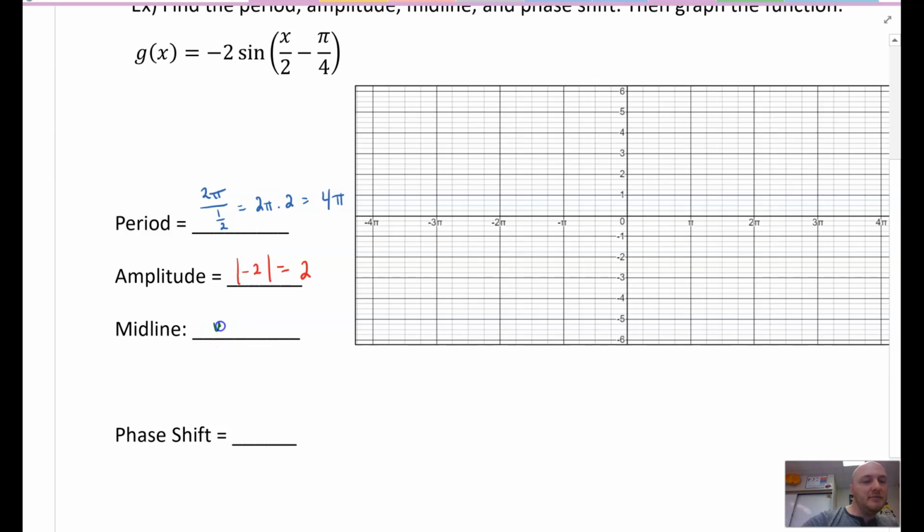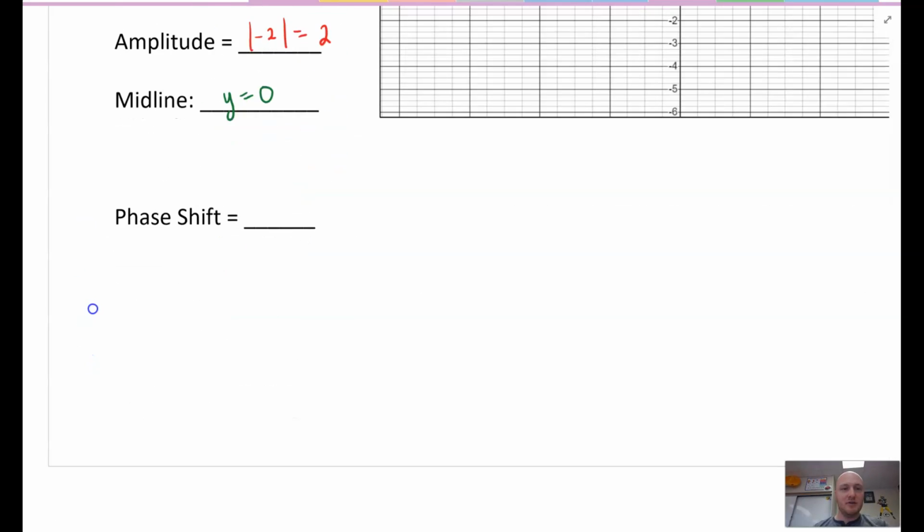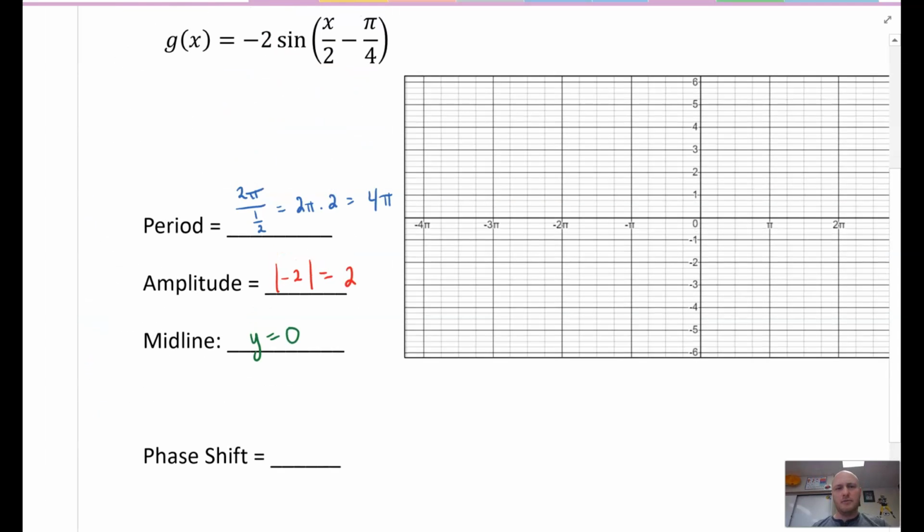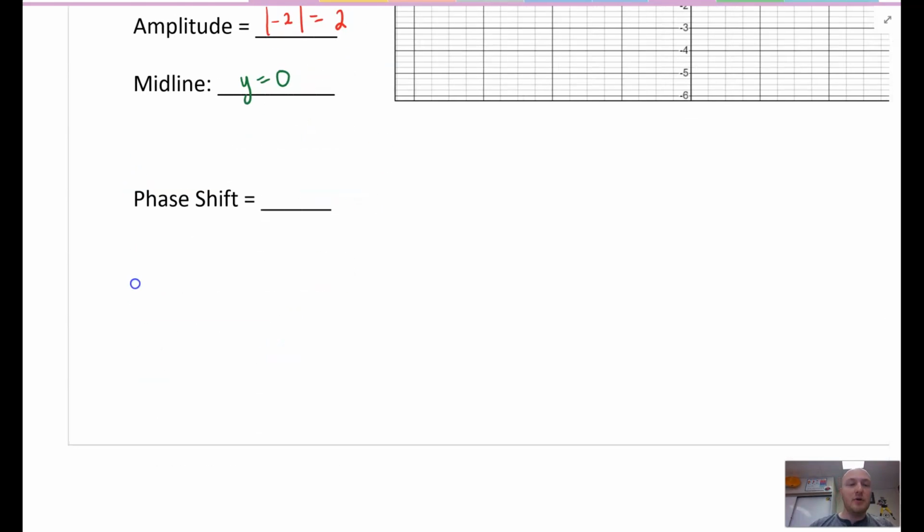Our midline is whatever k is, and in this case k is 0, so we're centered on the x-axis. And then phase shift. Okay, so here's where it's different, so make sure you're paying attention here. Maybe just watch for a second. I'll let you write this down in a second. So our phase shift, our c value, is pi fourths.